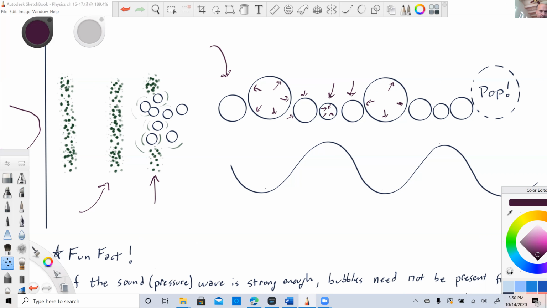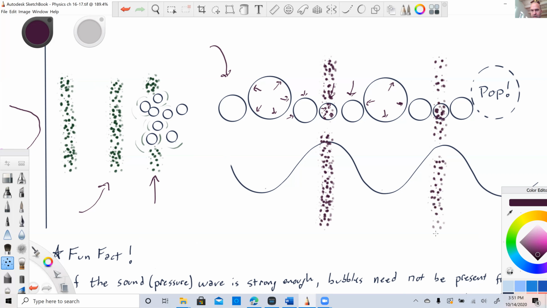Here, let me draw it in. Compression, okay. The size difference between undisturbed and compression is small. You can't squeeze the bubble that much during compression. But during rarefaction, the bubble can become quite a bit larger than its undisturbed state.